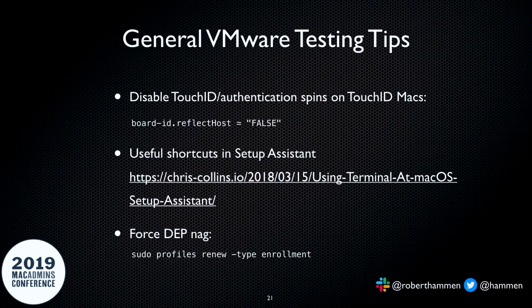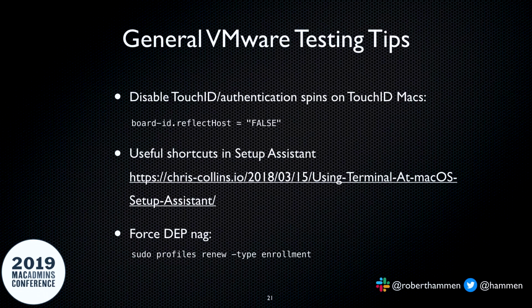A tip that Josh Wisenbaker posted, which helped me out immensely with testing, running it on a touch bar machine. I was noticing that anytime I'd get an authentication dialog box in my Catalina VM, it would sit there and spin for a while. Well, it was because it was trying to read the Touch ID. It was using the same board ID as my touch bar machine, and it was trying to read the Touch ID sensor. So you can disable that by changing that setting from true to false.